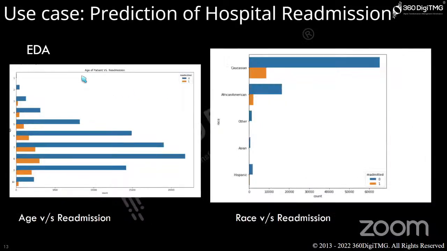We also tried to find out what is the effect of age on readmission. So we saw the people who are around 40 to 80 had the highest value of readmission. And ethnicity also we saw. Based on race, we saw Caucasian people are getting more readmitted than African American and others.